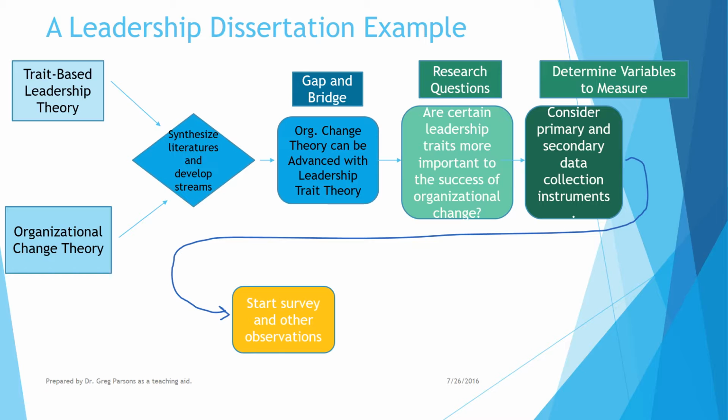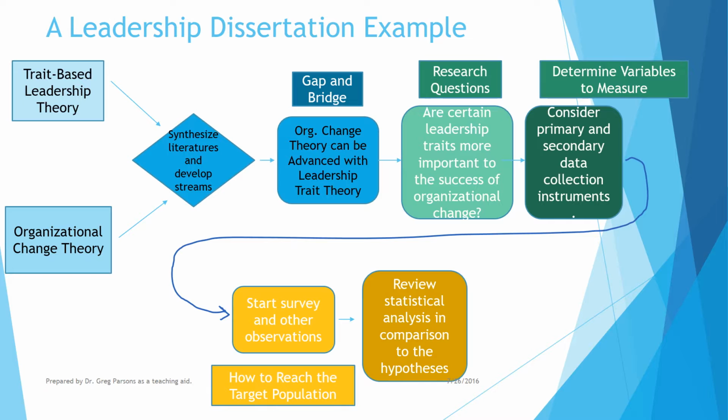After the proposal has been defended, again we go to the IRB and get approval to start collecting data. Then we start surveying or collecting observations or running experiments. Okay, that's how you're going to reach your target population. And then once all the data is collected, you're going to do the statistical analysis and compare the results to the hypothesis. And finally, you're going to summarize the results and the conclusions. Okay, did you actually find that certain leadership traits are associated with successful organizational change? That was the whole point.